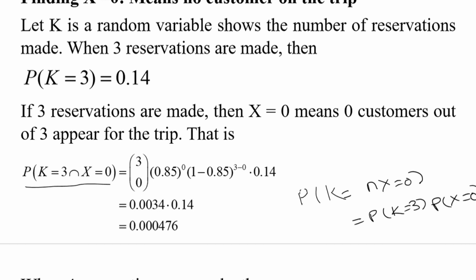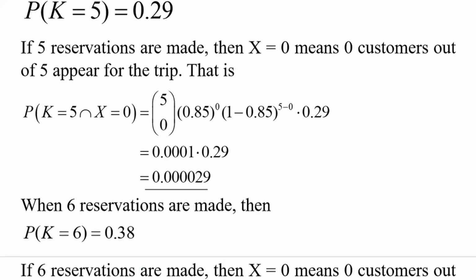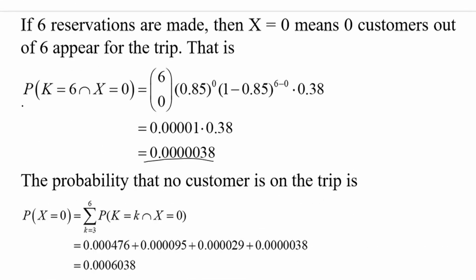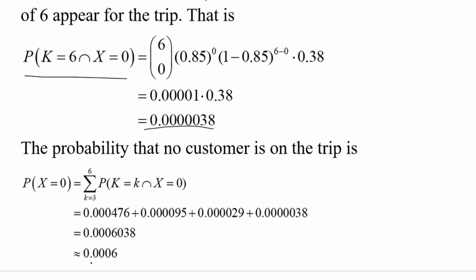Now, we will make either 3 reservations, 4 reservations, 5 reservations or 6 reservations. It is not possible that at a time the company makes 3 reservations and also 4 reservations, right? So these events are mutually exclusive events. So using the law of total probability, the probability that no customer is on the trip, probability x is equal to 0, will be the sum of these 4 probabilities that we calculated previously. So it is equal to 0.006, right?